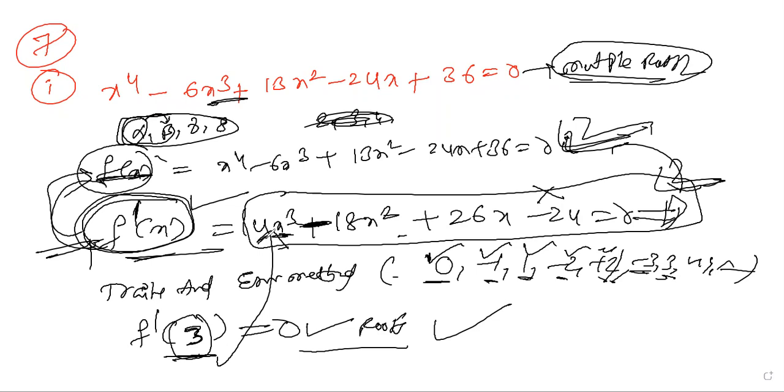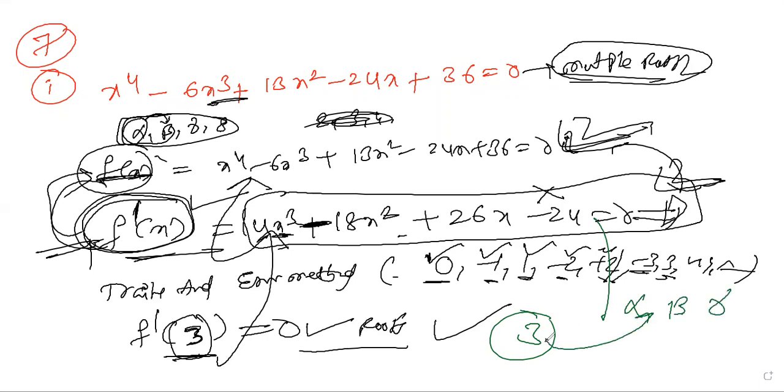It means one more 3 is also a root for this equation. Please try to understand. Now 3 is a root. This equation has 3 roots, alpha, beta, gamma. Out of these, one root you got. One more, delta, is there. That delta's value is also 3 only. Are you clear?